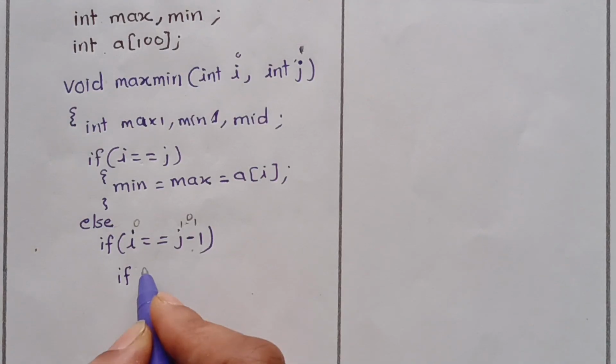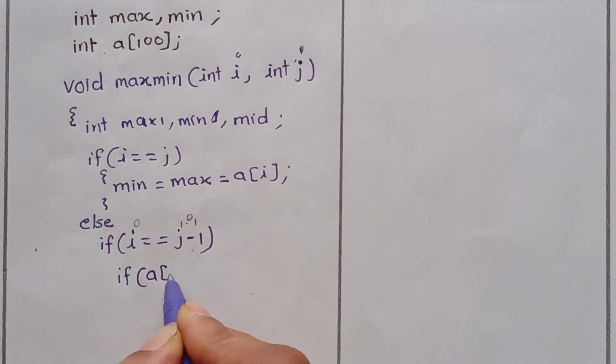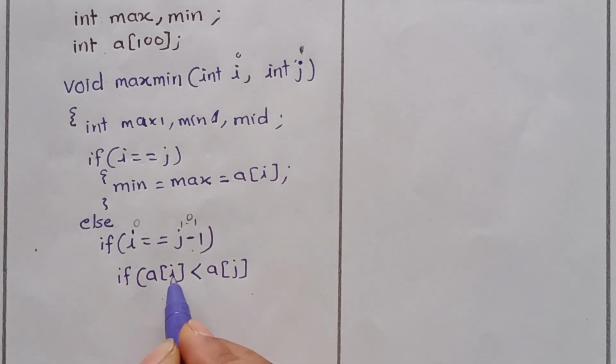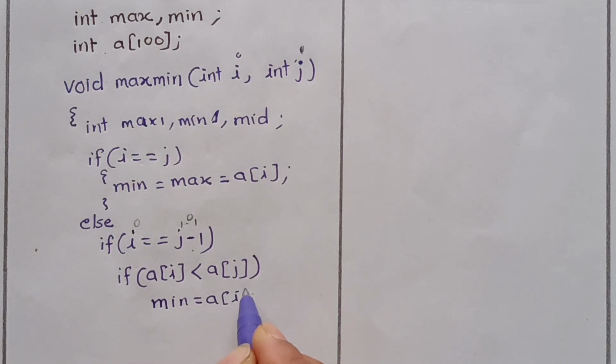That is, if a of i is less than a of j. I means 0, j means 1. We are comparing the 0th element and the 1st element. Then what should you do? Minimum equal to a of i and max equal to a of j.